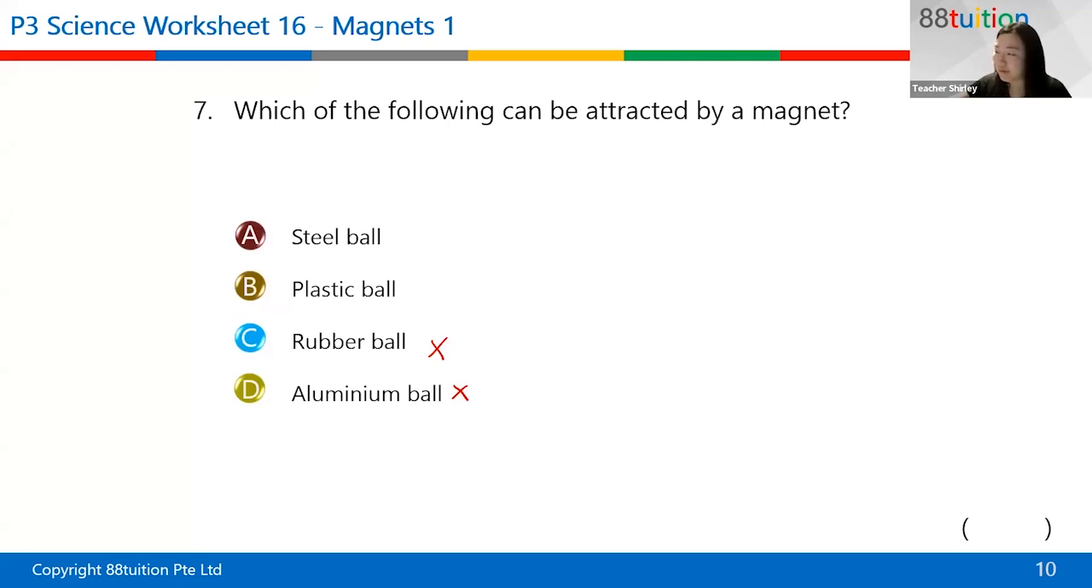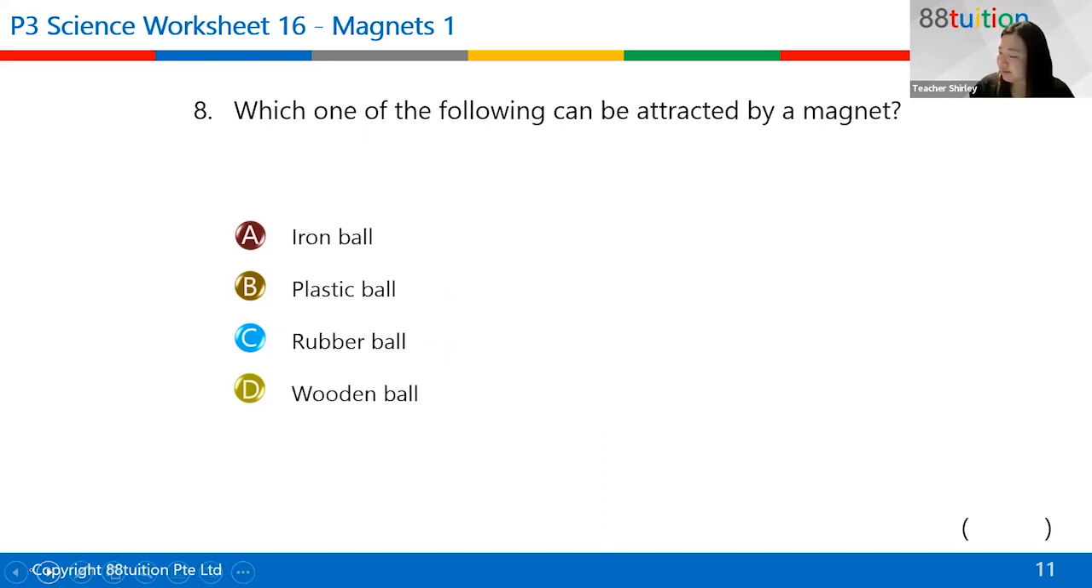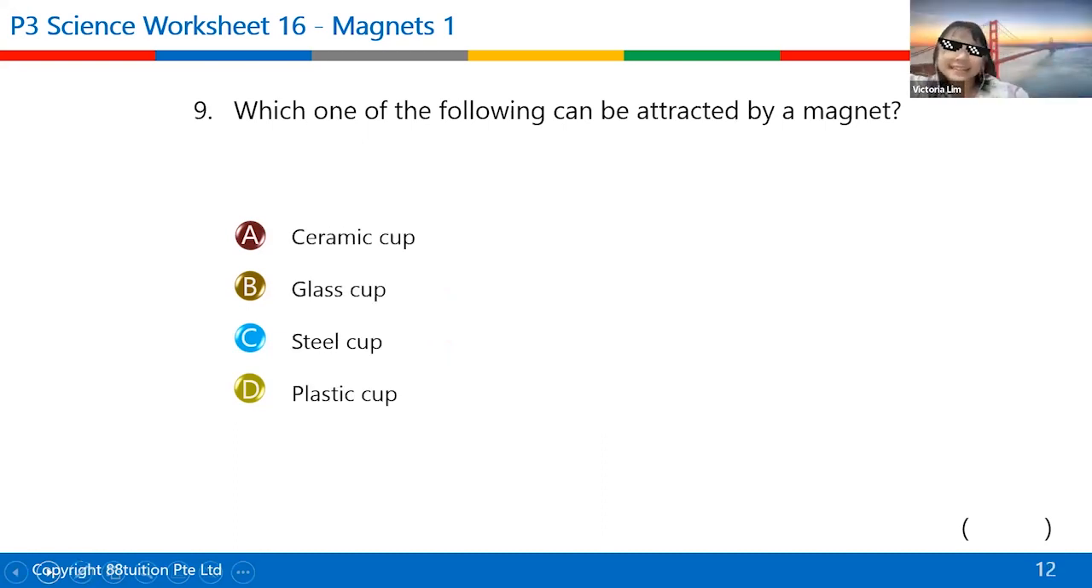Okay, which of the following can be attracted by a magnet? Plastic balls also out. So you left steel ball. Good. Okay, which one of the following can be attracted by a magnet? Steel cup. Very good. That's easy for me, right?